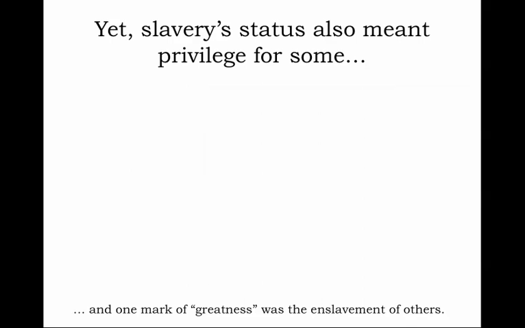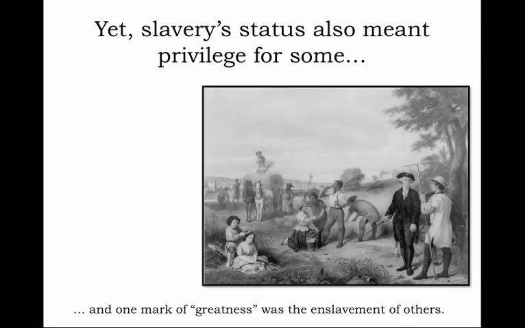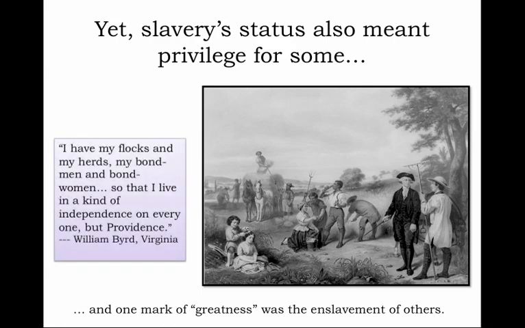And one mark of greatness was the owning of slaves. That is, the status and prestige that went with being a slave owner, something that accrued to one by virtue of one's wealth and authority and position. Again, William Byrd of Virginia: "I have my flocks and my herds, my bondmen and bondwomen, so that I live in a kind of independence on everyone but Providence."